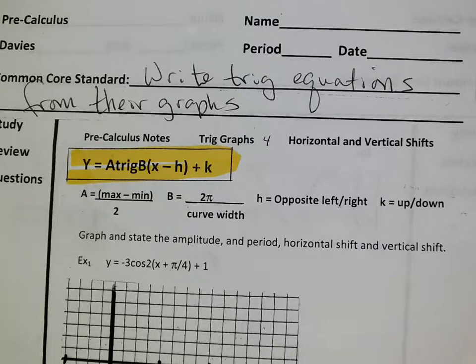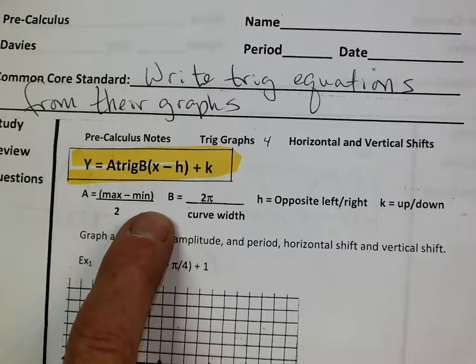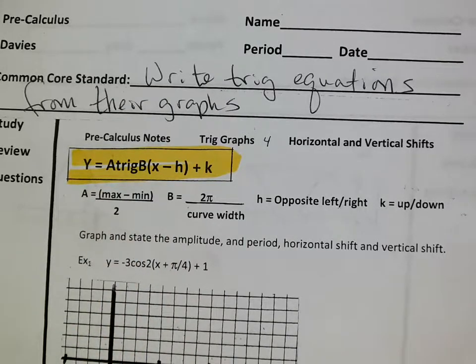Now, we need to create it. So from its graph, first of all, A, which is the amplitude, is going to be the maximum minus the minimum divided by 2. It's just the average, okay? So if you need to find A, you look at the graph, you get the max, you got the min, you can find the amplitude. This minus this divided by 2. Okay, that'll get your amplitude, okay?